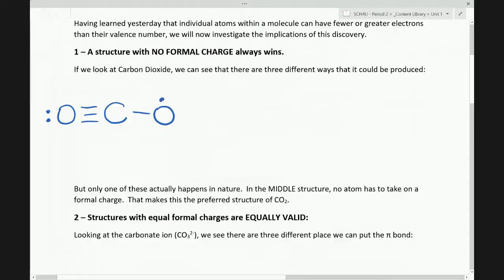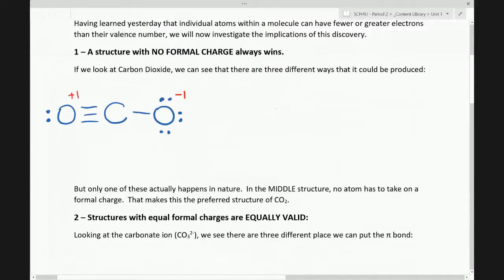And we talked about this yesterday, and we said that if you calculate the formal charge, we take a quick look and we say, well, this oxygen's only making one bond when it should be making two, so it's going to have a -1 formal charge. And this oxygen is making 3 bonds when it should be making 2, and if you calculate its formal charge, it ends up being +1, one too many bonds.